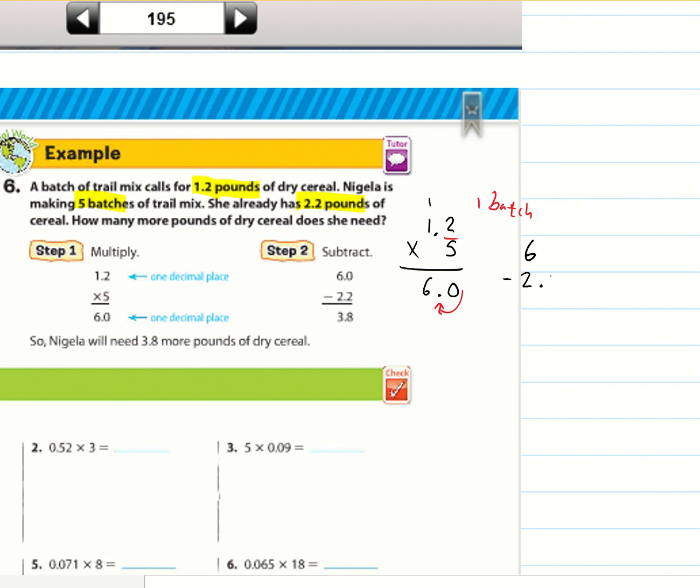So since we already have that, we're going to deduct that from our answer. And this is a review from previous adding and subtracting decimals. We're going to line up our decimal places. We're going to line up our place values. And we're going to subtract in order to solve this. So 8 and then 3. So we still need 3 8/10 pounds of dry cereal.